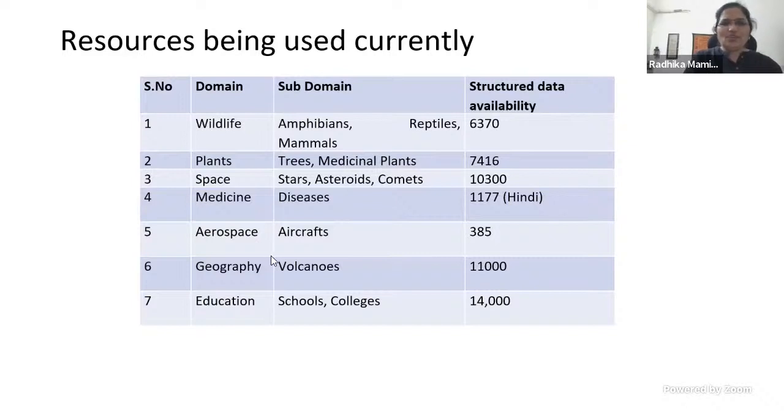Meanwhile, these are the domains we are working on. Basically we are looking for resources: for whichever domain a large amount of databases is available, we are using that. Similarly, if there is lots of unstructured data available for any particular domain, we are also taking that.